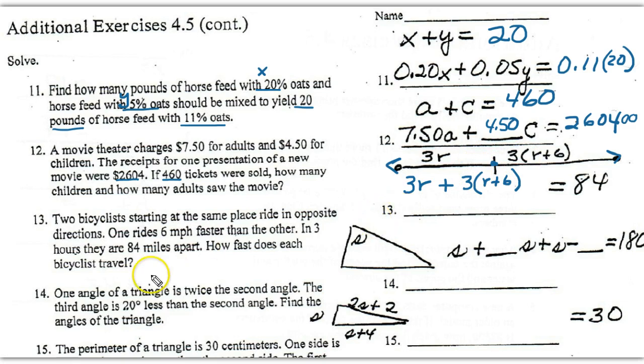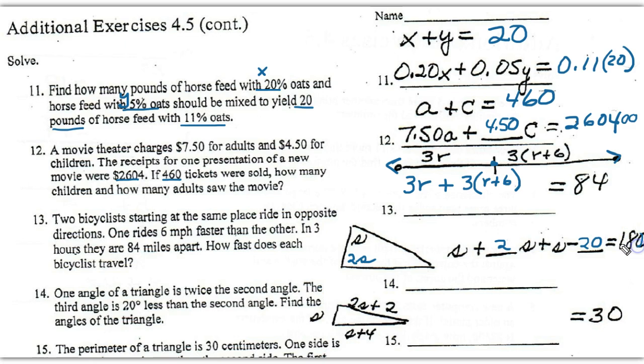All right, number 14. We have a triangle that we've made here. And it says one angle is twice the second angle. So I'm using the letter S for the second angle. So if S is one angle, then another would be twice the second angle. So this would be 2S. And the third angle is 20 degrees less than the second angle. So there's the second angle, 20 degrees less.